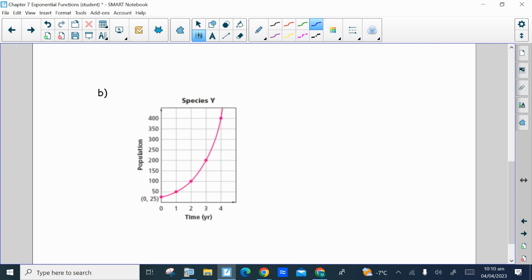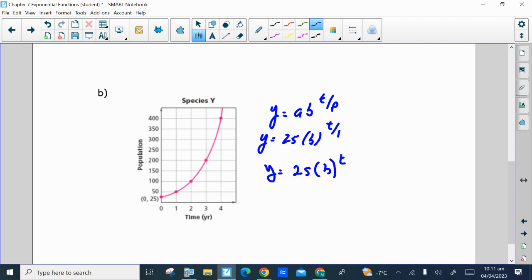So for the second graph, again, we're using the general form that we're given on the formula sheet. In this case, our initial amount is 25. That's our A value. And once again, we're given in the graph that the time in years is going up by 1. So that is our P value, 1. And T divided by 1 is T, so we'll have 25 times B to the power T.